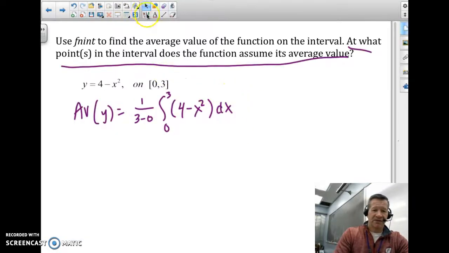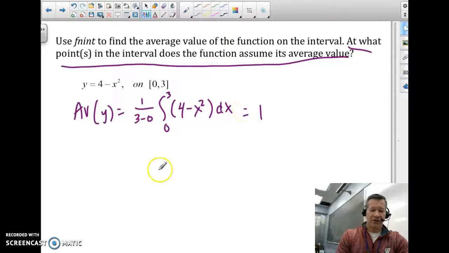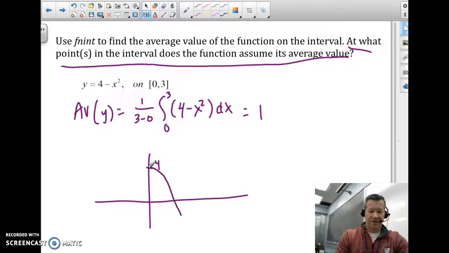Now, let's see if that makes sense. Hopefully you know from your extensive work on graphing things in pre-calculus that the graph of 4 minus x squared is a parabola opening down with its vertex up at 4. It would come down like this, and it would cross here at 2. The average value of the function from 0 to 3 is what I want. We found the average to be 1. What you're looking for is the average y value.